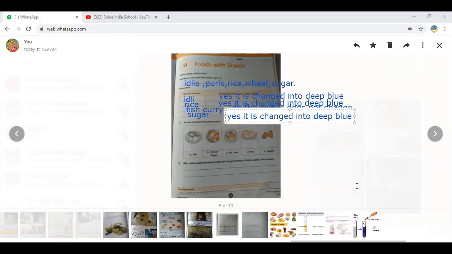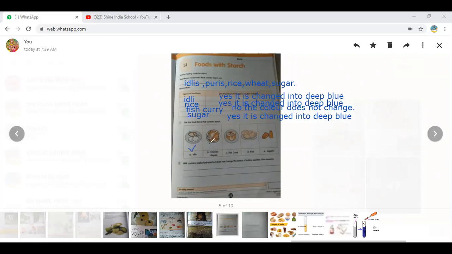I hope you are getting the point. If it is the fish curry, the proteins are present, but carbohydrates are absent in fish curry, so the color does not change. Okay. Next, pick the food item that contains starch. Now idlis are having starch, so I am picking that here.